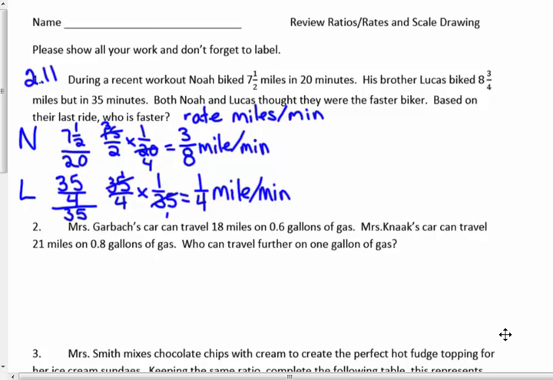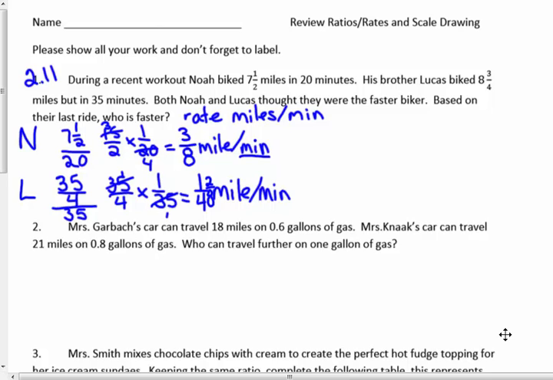Well, I know 1/4 of a mile, I could change that to 8ths. That's the same thing as 2/8. So Noah covered more distance in his minute, in his unit rate. He covered 3/8 of a mile. Lucas only covered 2/8 of a mile.